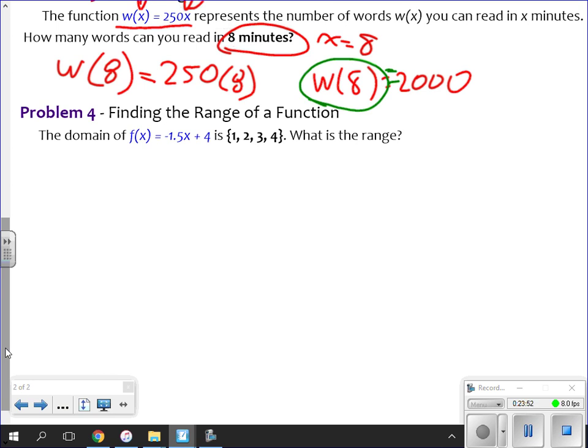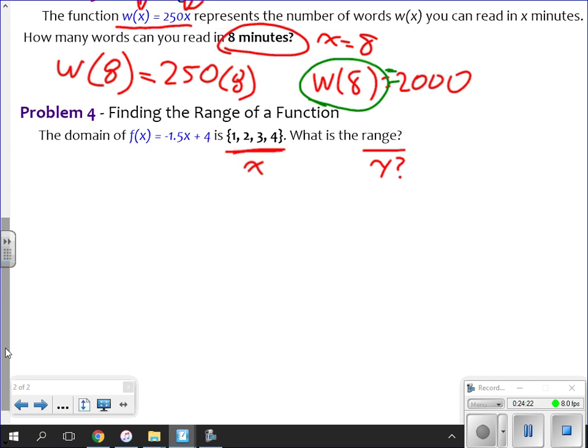Your domain is your x values. These are all my x's. It says, what's the range? It wants to know all the y's that go with all of those x's. You have a bunch of x's, now you want to know the y's.